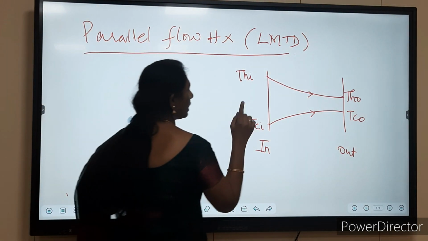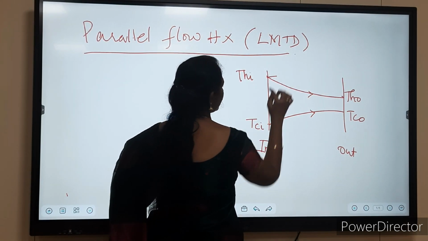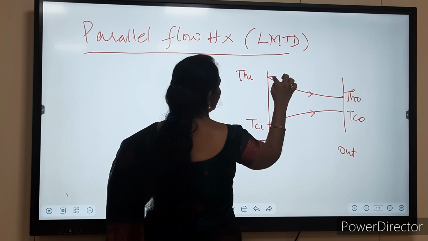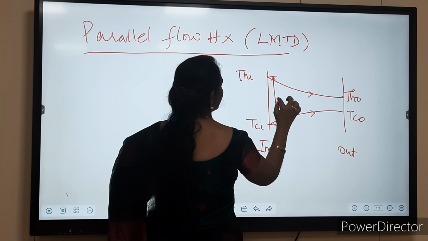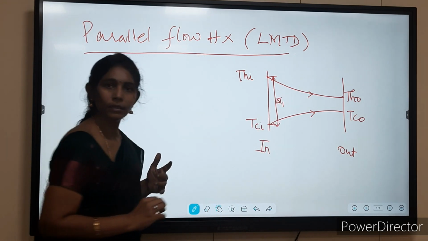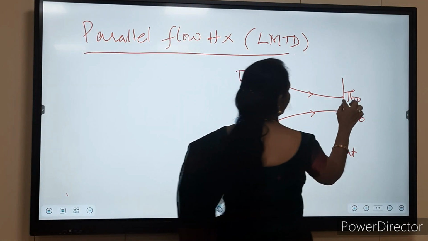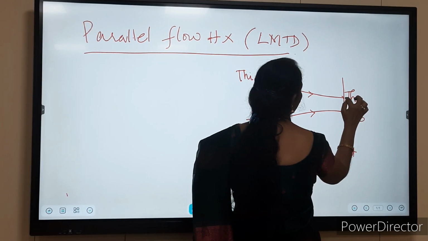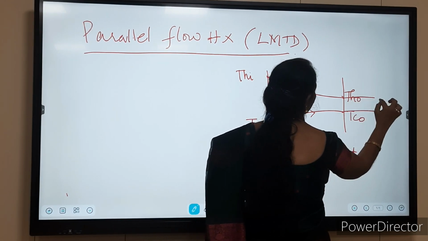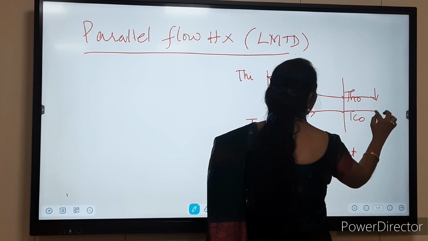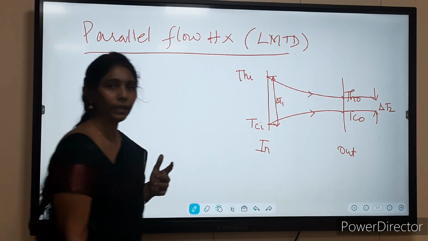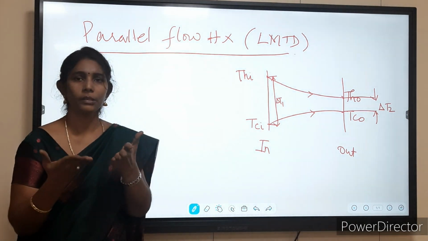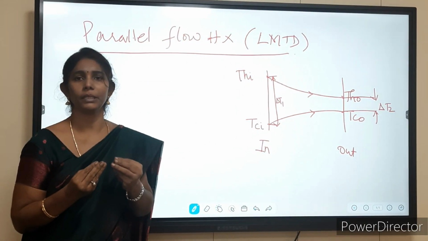Now I am going to mark 2 points. This is the first point and this is the second point. The difference between these 2 points is named as delta T1. Clear? Likewise, from here to here, this difference is delta T2. Okay. Now, what is the importance of log mean temperature difference, or what is log mean temperature difference, we will see.